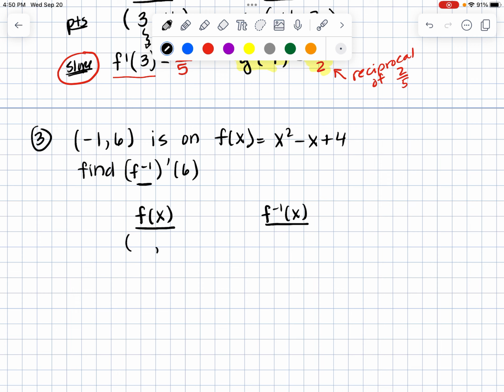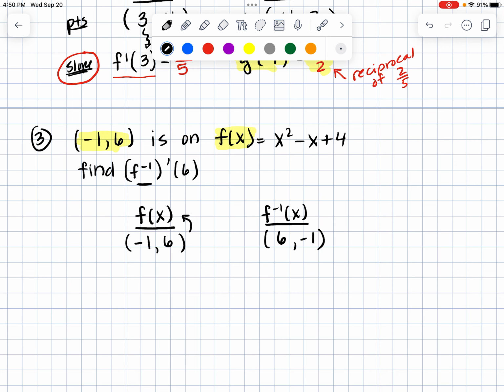We're going to have points, right? So let's fill in these points. Do we have any points? Well, let's see what they gave me. They said (-1, 6) is on f of x. So that means that this is (-1, 6). That is on f of x. So what would it be on f inverse of x? Remember the x's and y's flip, so this is going to be (6, -1).